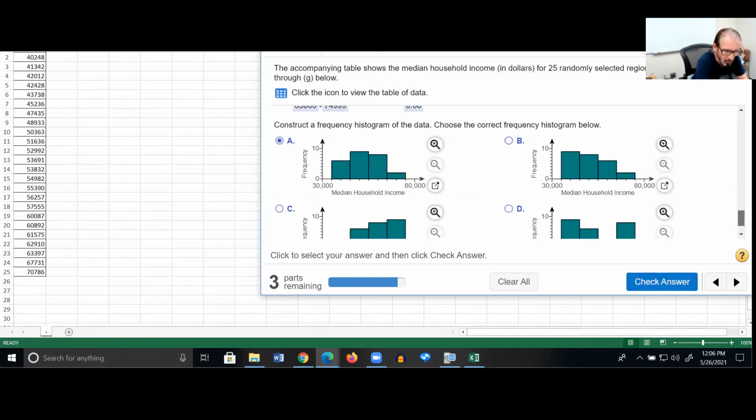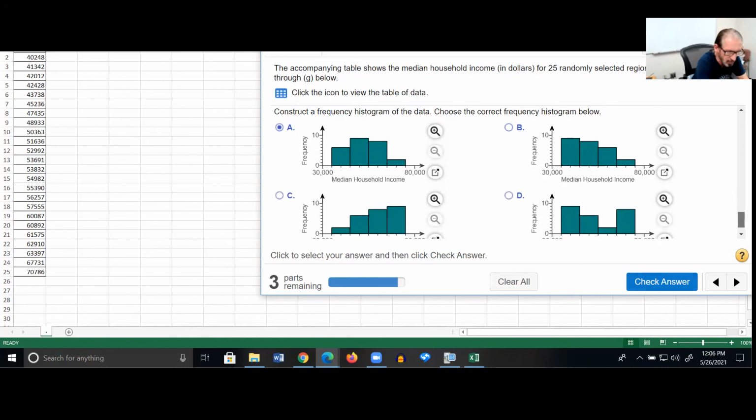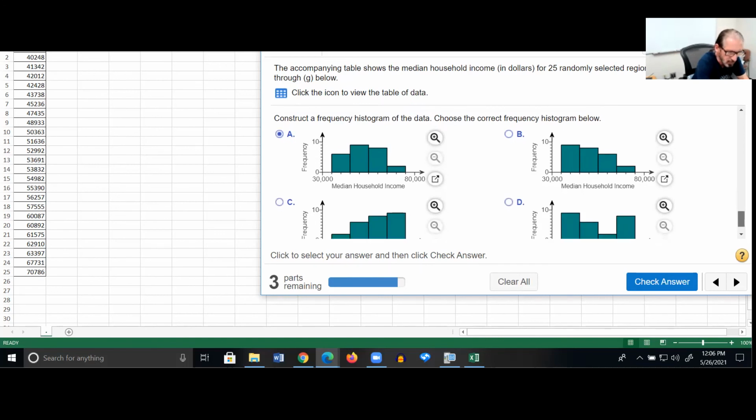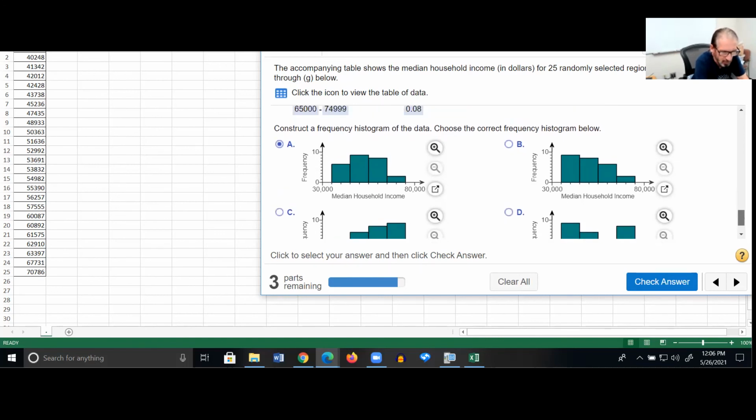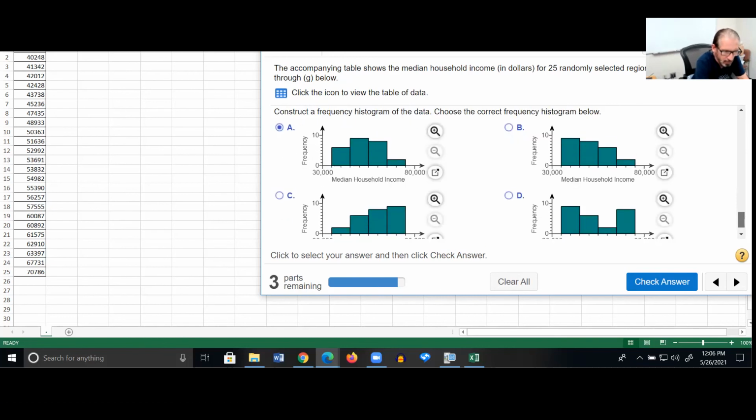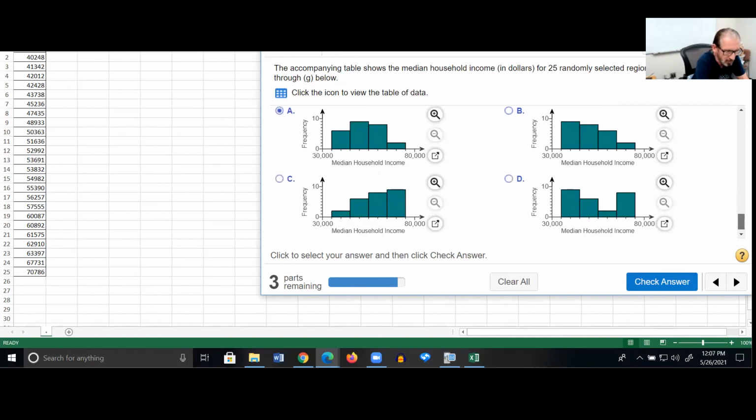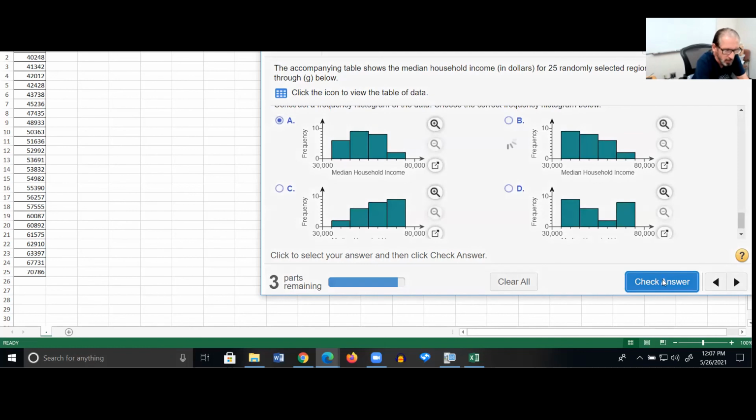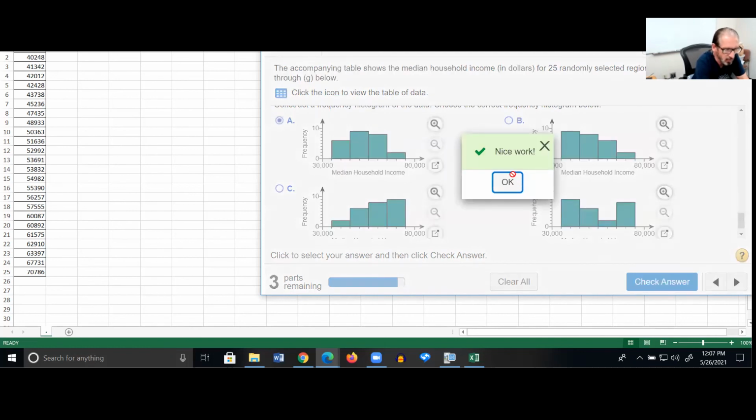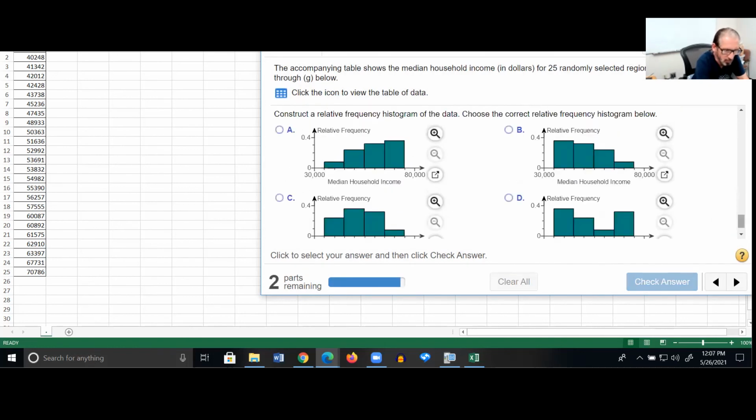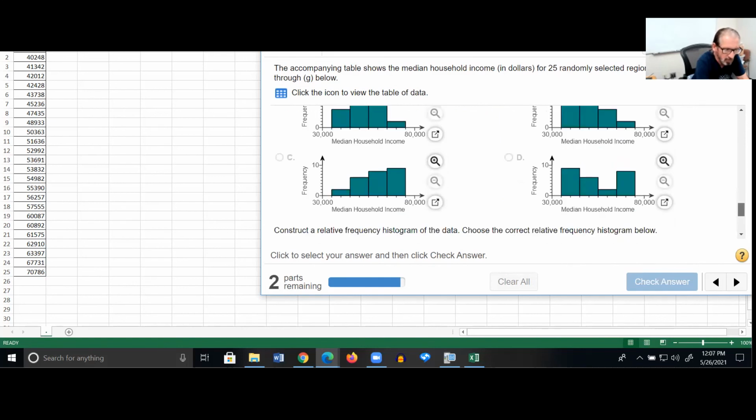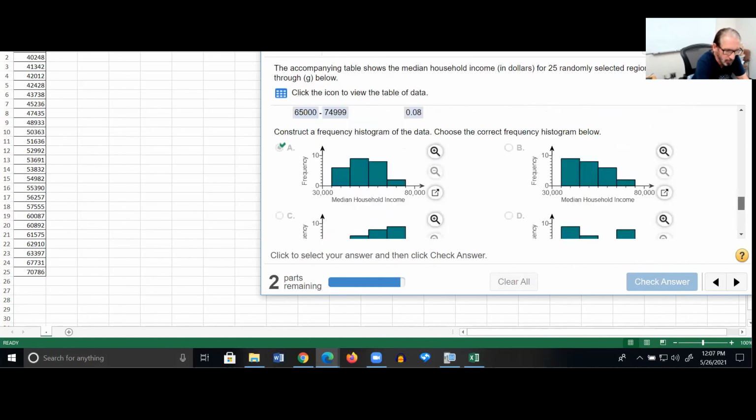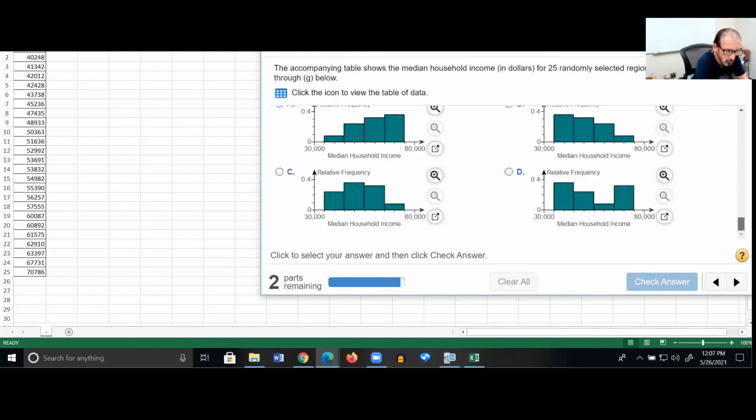Whereas B has decreasing the whole time as we work left to right. C has increase the whole time as we work left to right. And then D has a jumping up at the highest class, which it should not. So choice A is what I'm going with. And then in the relative frequency histogram, I'm going to pick something looking similar to this. I'm going to go with C.